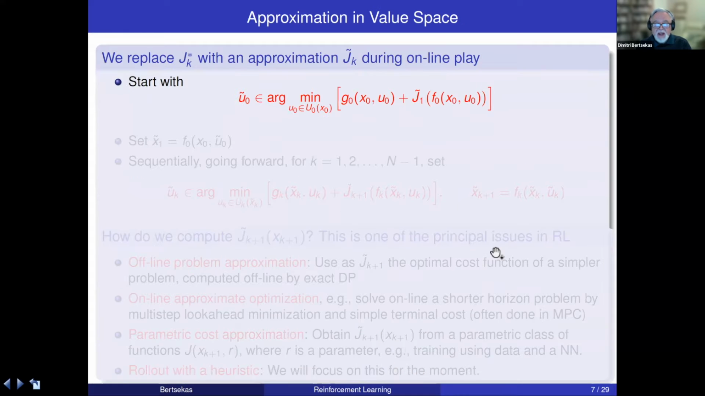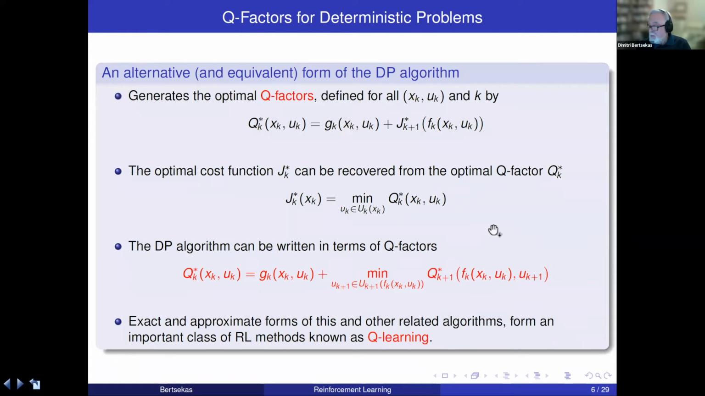Now there is a class of algorithms in reinforcement learning called Q learning. This is a simple form of Q learning, but we're going to discuss other forms that involve approximations, that involve more complicated things. But for the moment, we'll just leave it at this point, that there's a Q learning form of the dynamic programming algorithm.